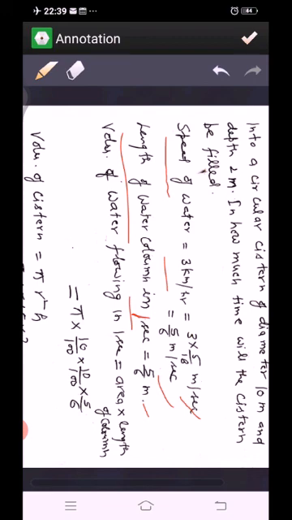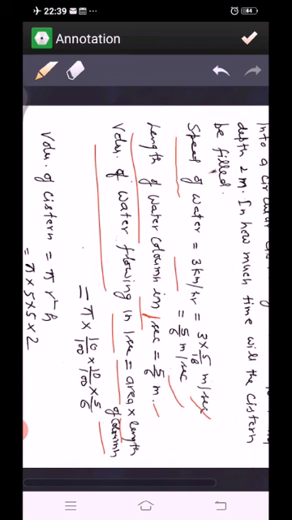So the volume of water flowing in 1 second is volume equal to area into height, or here we can take the length of the water column. So area will be pi r square. Diameter given is 20 centimeter, so radius will be 10 centimeter. In meters, its radius will be 10 upon 100. So pi into 10 upon 100 into 10 upon 100, and that is pi r square, and 5 upon 6 is height. So area into height, or length of column, will be the volume of water in 1 second.